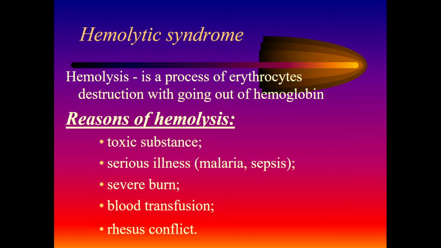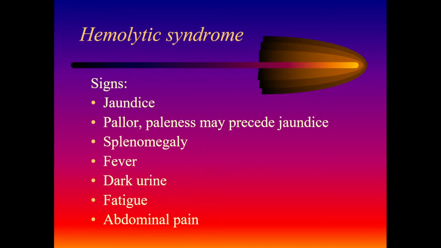Hemolytic syndrome. Hemolysis, a process of erythrocyte destruction, is going out of hemoglobin. The reasons of hemolysis are toxic substances, serious illnesses such as malaria, sepsis, severe burn, blood transfusion, and rhesus conflict. Hemolytic syndrome signs include jaundice, pallor, paleness that may precede jaundice, splenomegaly, fever, dark urine, fatigue, abdominal pain.